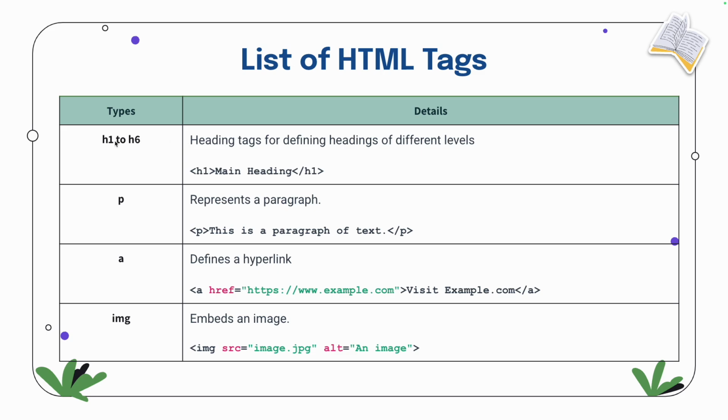The first tag is H1 to H6. These are generally used as heading tags. If I have to create a paragraph about a flower, the flower is the main title, so it will be written as an H1 tag. There are levels of tags: H1, H2, H3, H4, H5, H6, from bigger letters to smaller letters, and all are used for heading purposes.